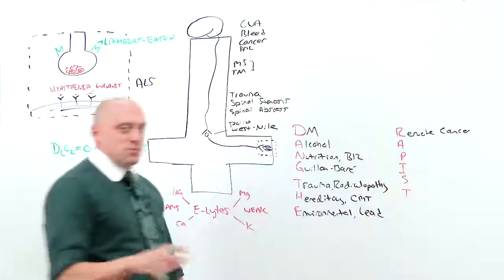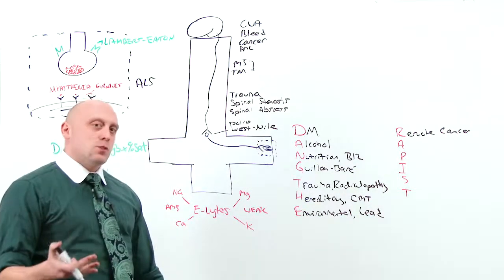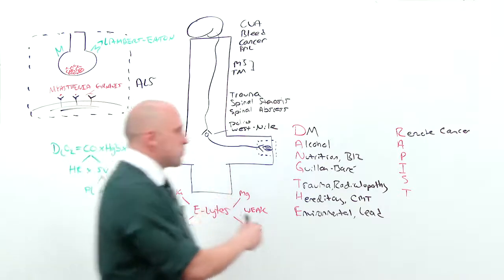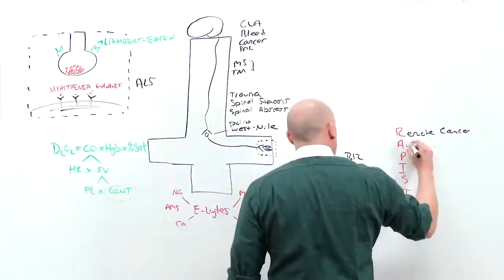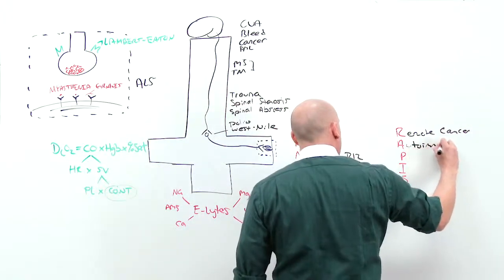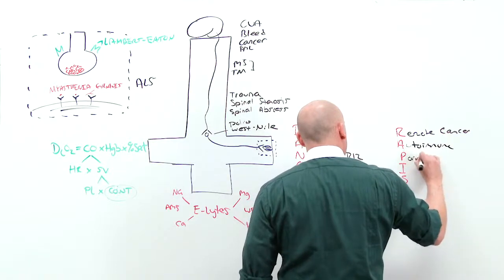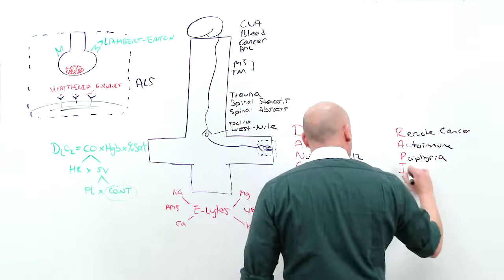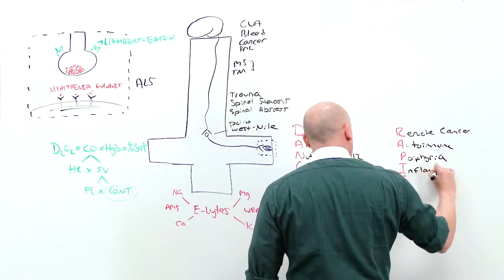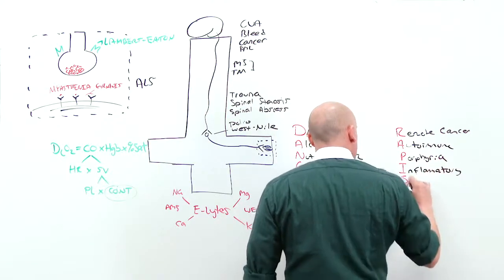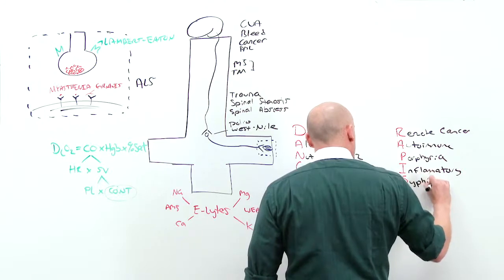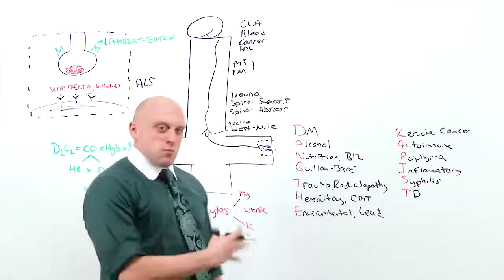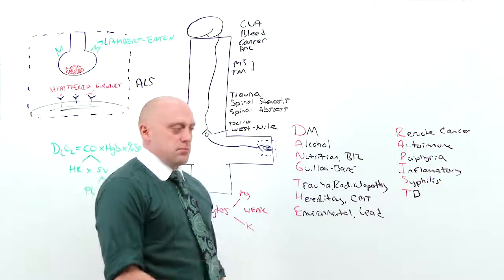RAPIST becomes a little vague or rare, and I think it's really used for my mentor's mnemonics work. A is autoimmune. P is porphyria. P's really make mnemonics work. I is inflammatory, super vague. S is syphilis, because syphilis can do anything. And TB. I think RAPIST is more to make the mnemonic work.